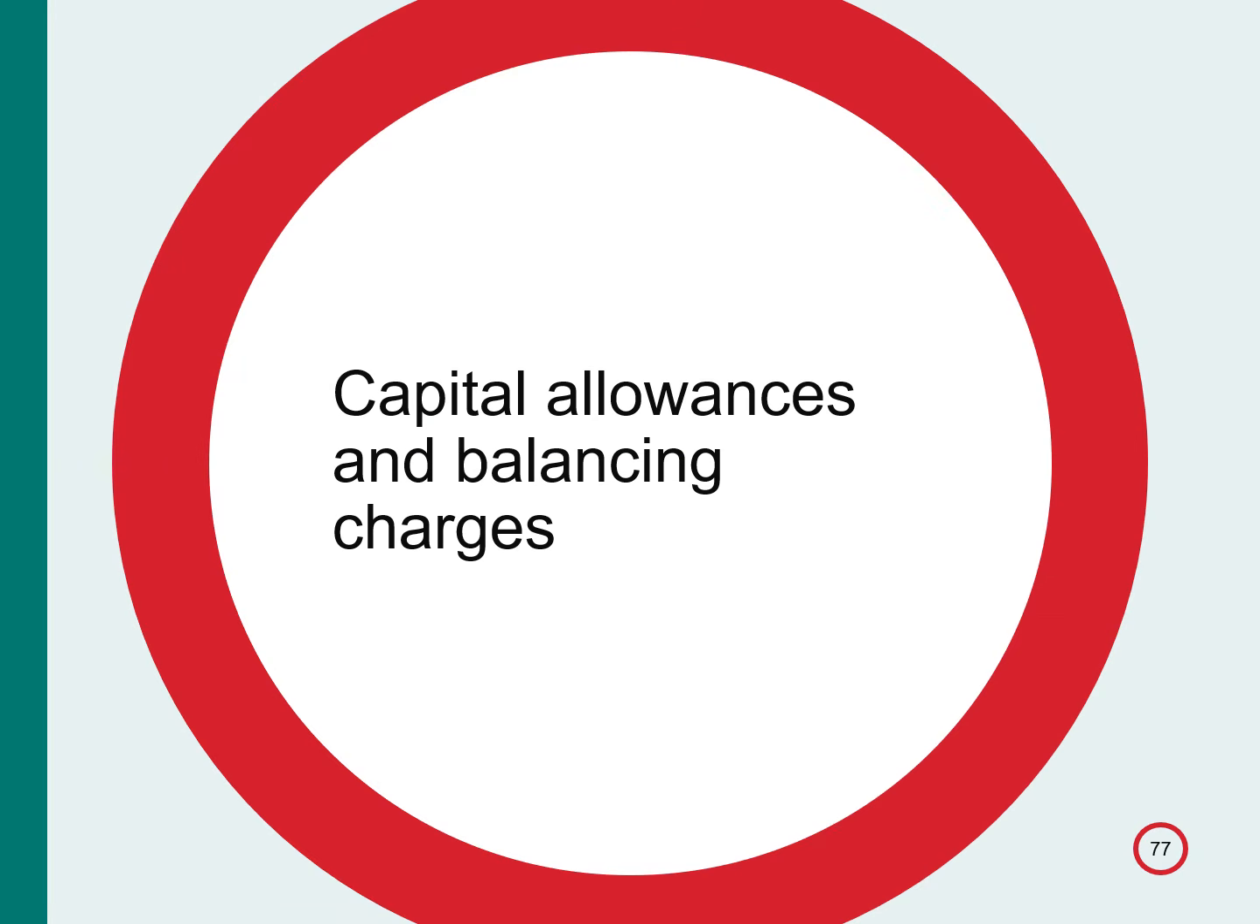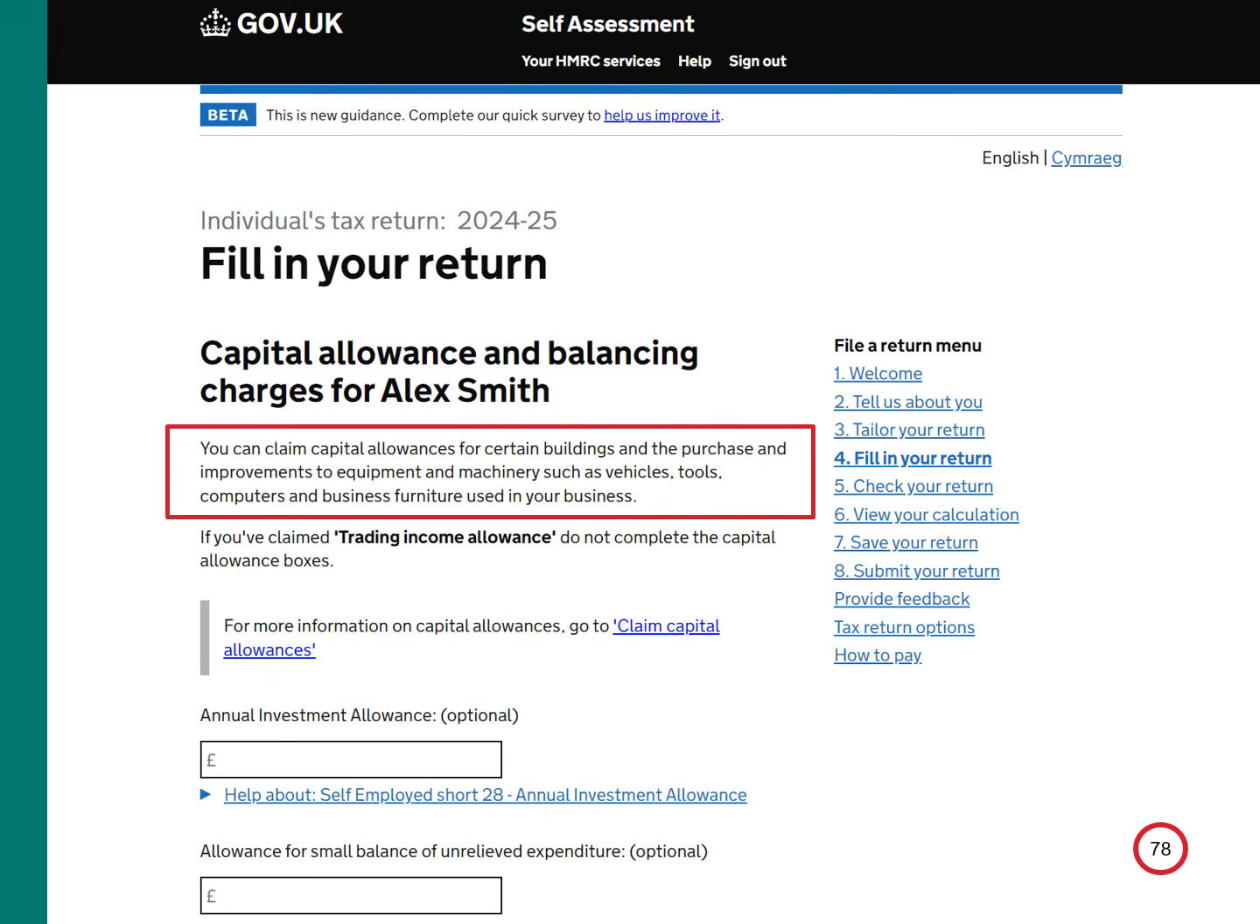We'll now move on to look at capital allowances and balancing charges. Please remember, you cannot claim capital allowances if you've used the trading income allowance. This is the capital allowances and balancing charges page.